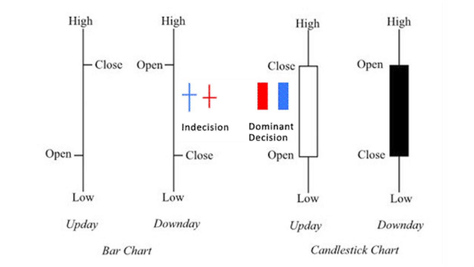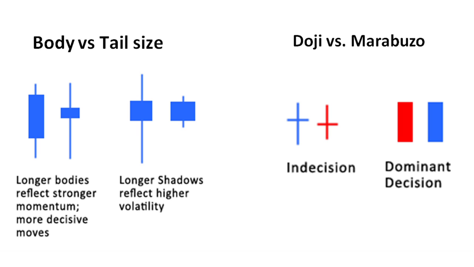Longer shadows, however, demonstrate increased volatility since some prices were reached during the time period, but ultimately excluded from the range between open and close. Smaller candles can indicate the market's indecision, disinterest, or a balance between bullish and bearish forces.